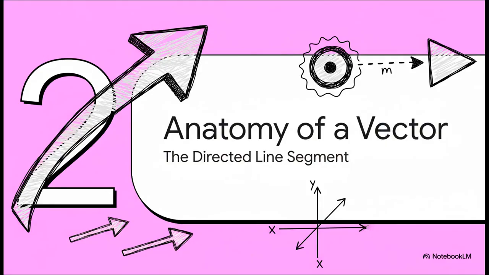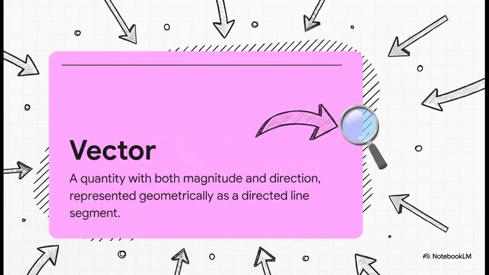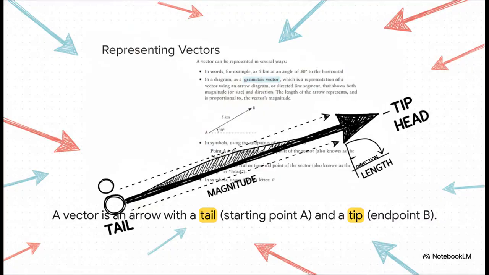Awesome. So now that we can kind of spot vectors out in the wild, let's actually break one down. Let's look at its anatomy and see what it's made of. So the official textbook definition is nice and clean. It's just a quantity that has both a size and a direction. And the key part, the part that makes it so useful, is how we draw it, as a directed line segment, or an arrow. And this picture just says it all, doesn't it?